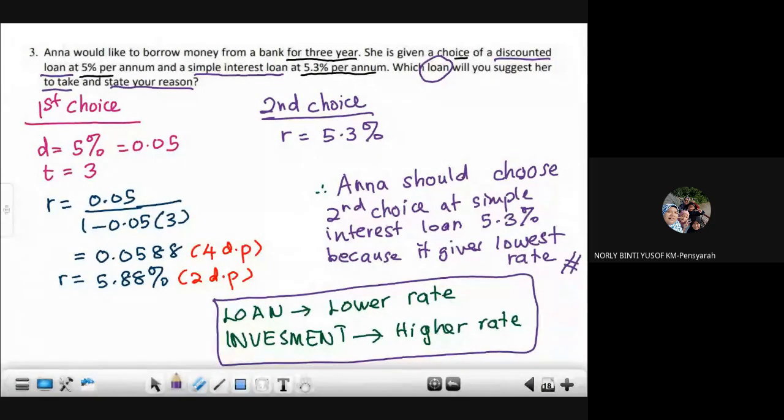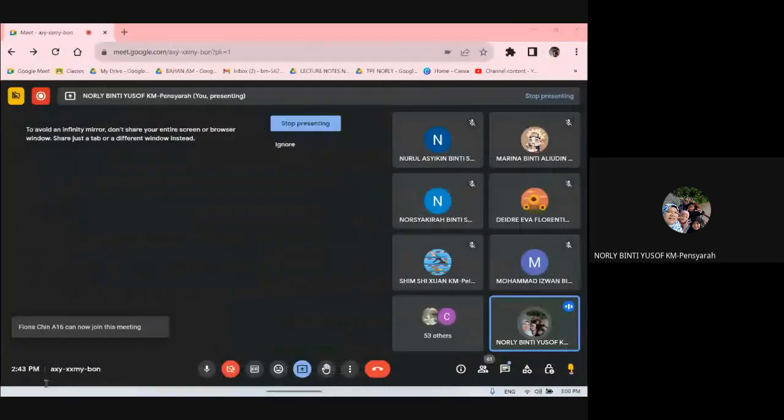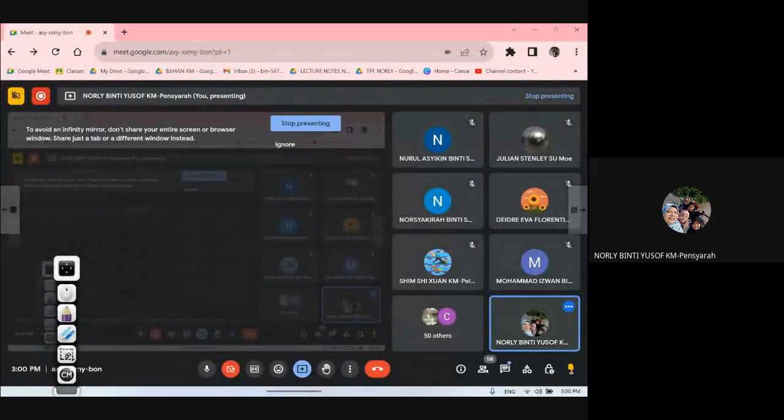Okay, so madam stop kat situ. Tu kita dah habis untuk to understand topic of simple interest and simple discount 7.1 and 7.2. Boleh faham? Okay, nanti esok kita akan buat revision untuk UPS. Okay, so nanti next week baru sambung 7.3. Kalau tak ada apa-apa, tak ada soalan, boleh left.